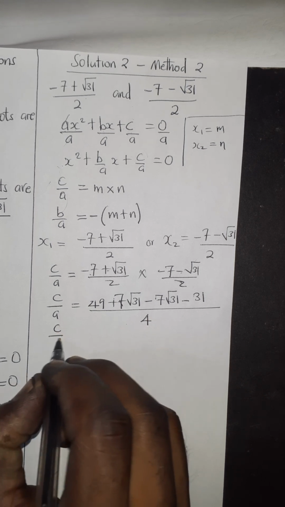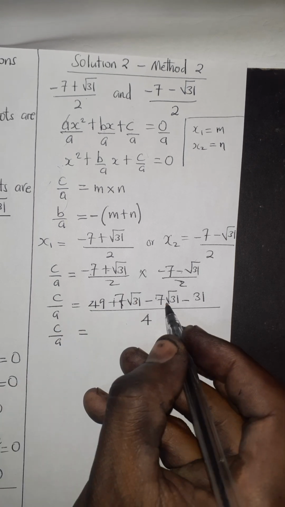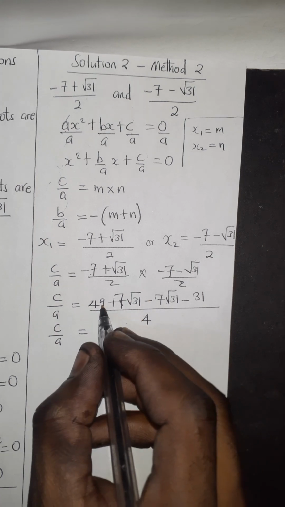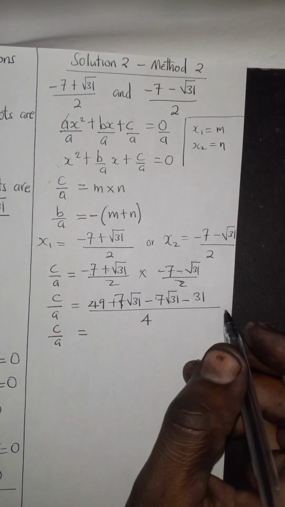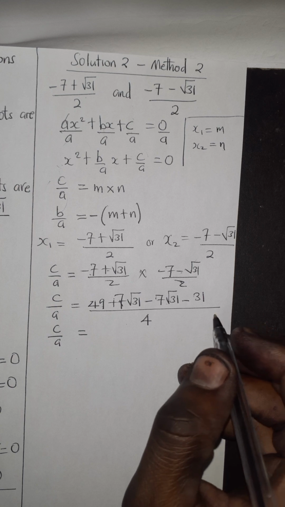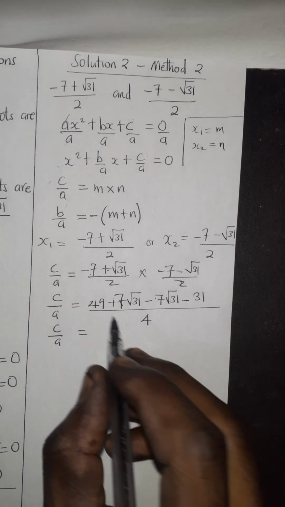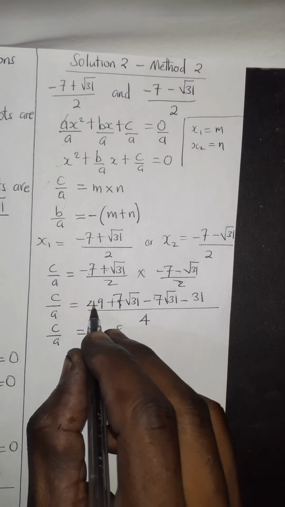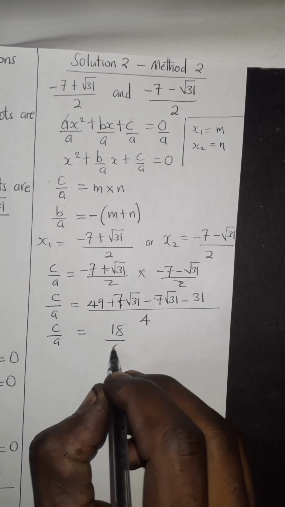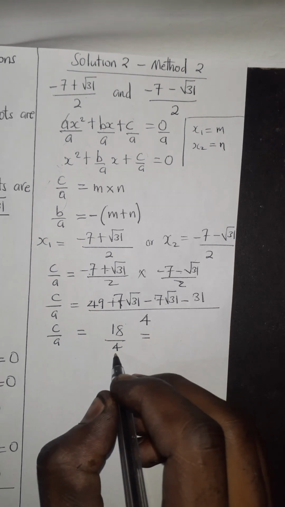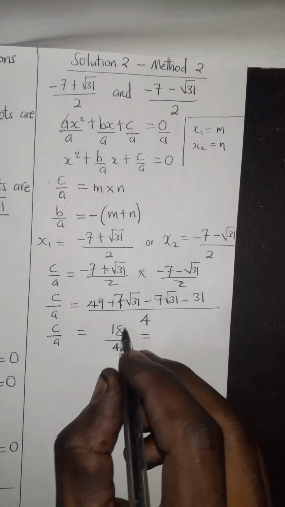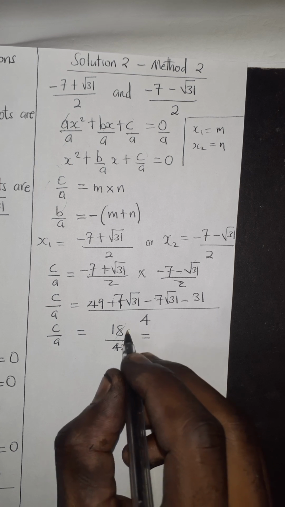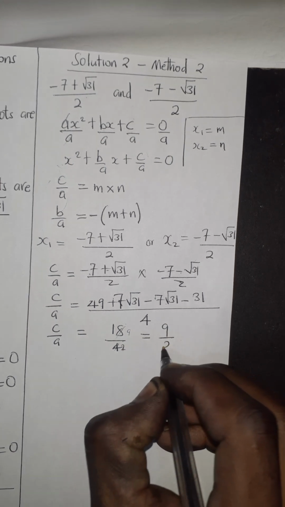Now c over a equals this minus this. Since these are like terms, they vanish, and we have 49 minus 31. This minus this is 18, over 4. Simplifying, 2 into 18 is 9, and 2 into 4 is 2. It's like 9 over 2.